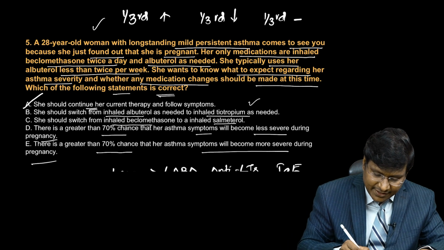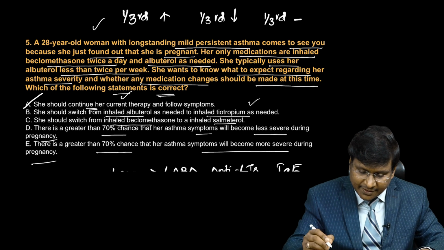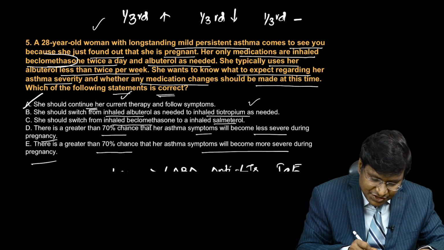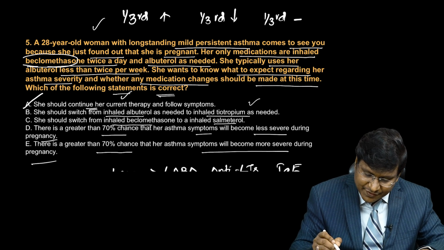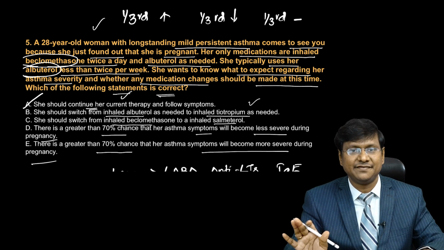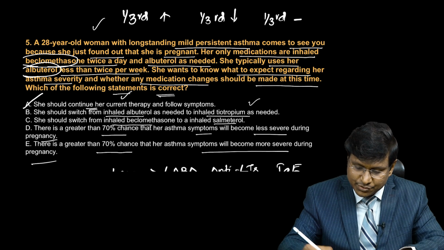So that is the reason why she should continue her current therapy and follow the symptoms. Because what is she taking? She is taking beclomethasone, right, which is completely safe. And the other drug, albuterol, is also completely safe, right? So moving on to the next question.